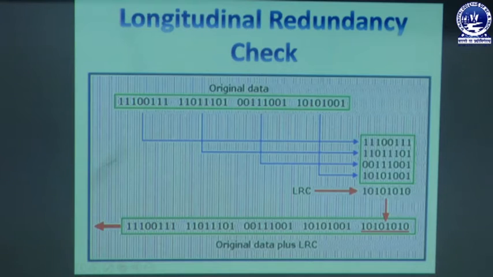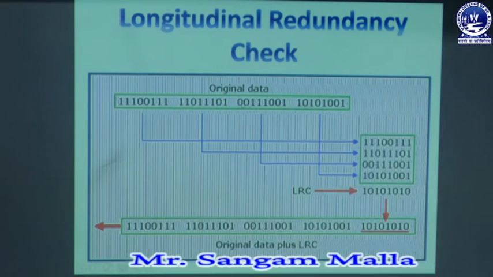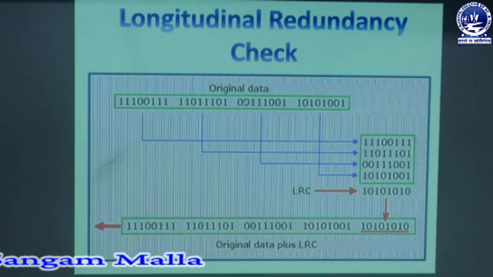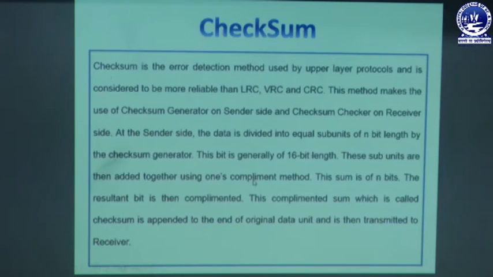In this way the LRC is calculated using the even parity bit mechanism. Whatever data we have collected to send from the sender side is added to the LRC, and the LRC gets automatically appended at the end of the message, and this message will be sent to the receiver side. So this is the process through which the longitudinal redundancy check is calculated. The original data is attached with the LRC and sent from the sender side to the receiver side. Now we will move to the next category, that is checksum.